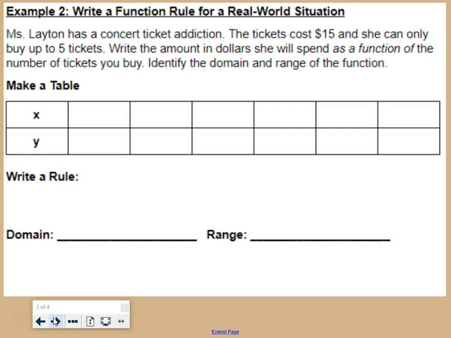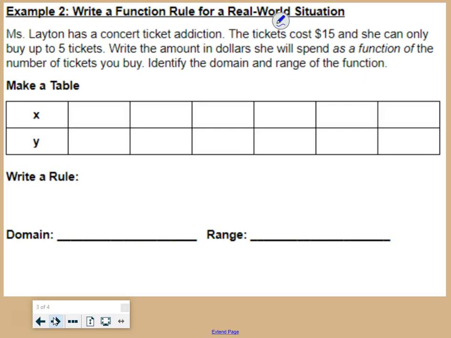Next example, write a function rule for a real-world situation. Miss Layton has a concert ticket addiction. The tickets cost $15, and she can only buy up to 5 tickets. Write the amount in dollars she will spend as a function of the number of tickets you buy. Identify the domain and range of the function. So first off, we want to make a table.